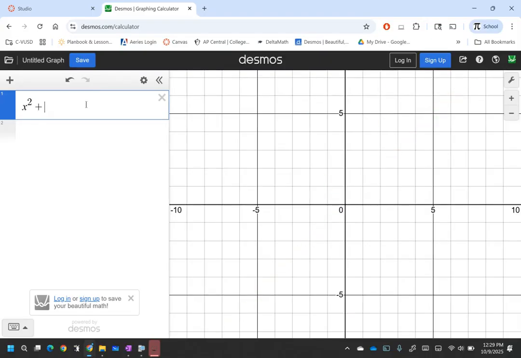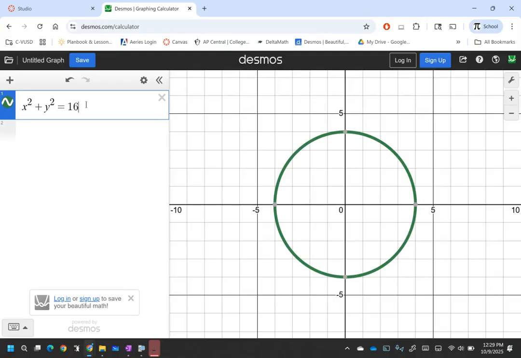X squared plus y squared equaled 16. That's a circle, right? Can we take the derivative of that equation? Yes. Because do we have tangent lines happening there? Yes. Like if I'm right up here at the top, what would be the slope of my tangent line? 0. So we can still do these. But we cannot do it with just what we've known. We need to know implicit differentiation.